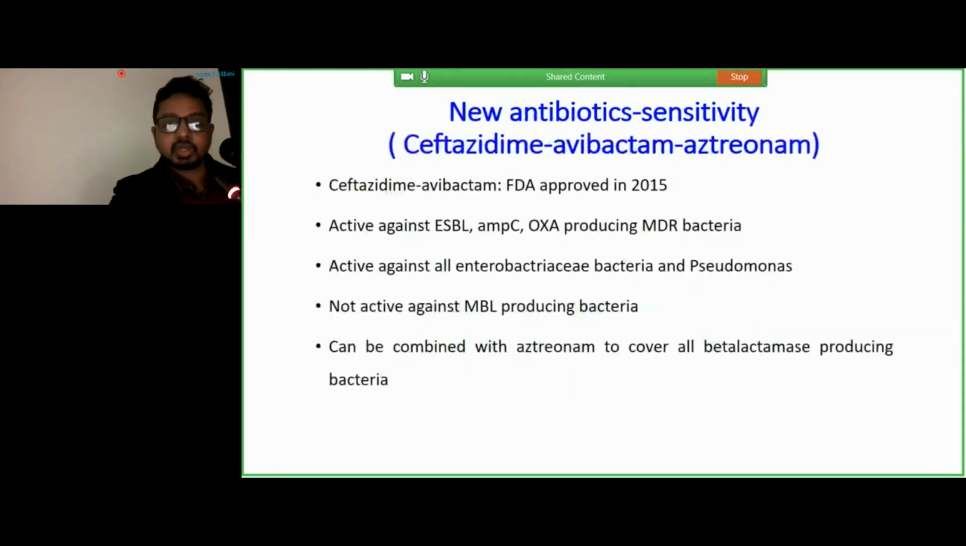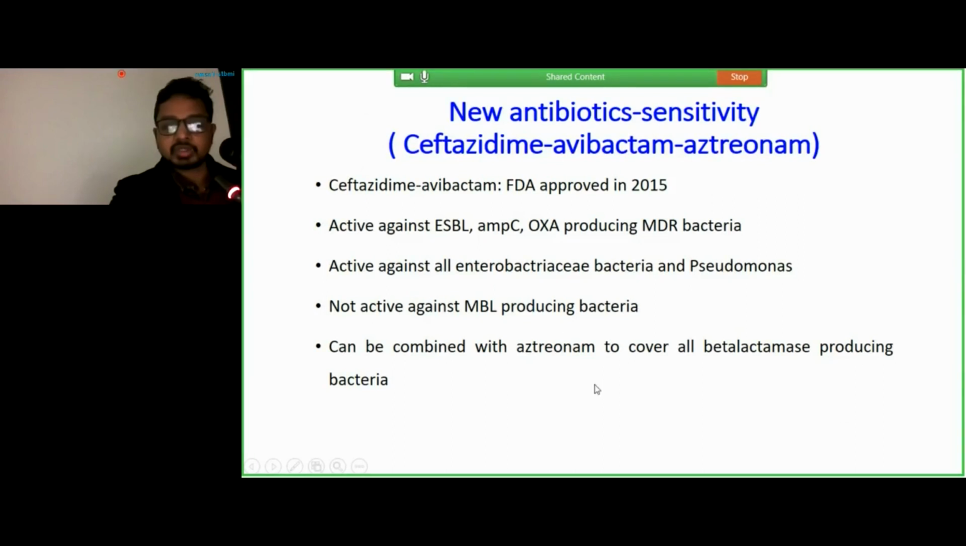So, let me put forward some new antibiotics. First, I talk about ceftazidime avibactam plus aztreonam. Avibactam is a non-beta-lactam beta-lactamase inhibitor approved by the FDA in 2015 and indicated for all the ESBL producing bacteria and OXA producing bacteria. It does not act against metallo-beta-lactamase producing bacteria like NDM producing bacteria. So it can be combined with aztreonam to cover all beta-lactamase producing bacteria.